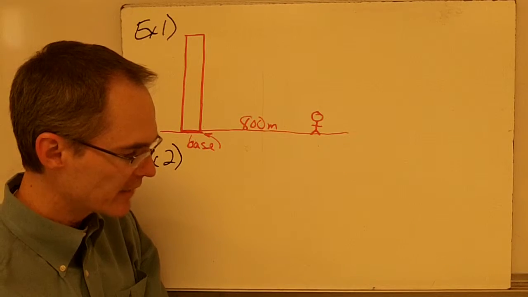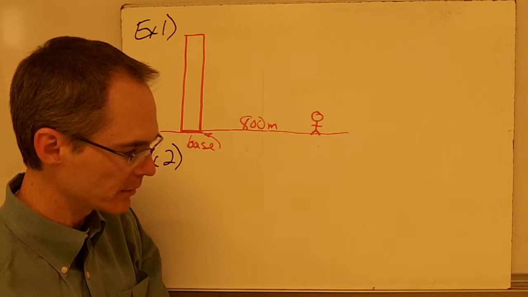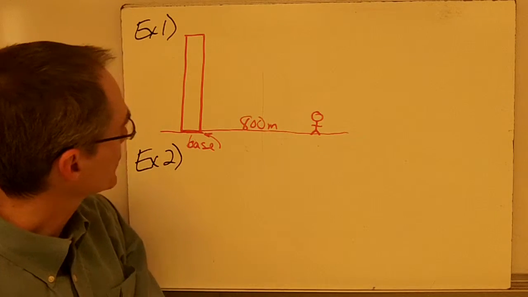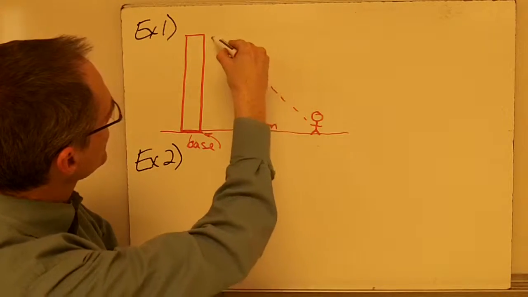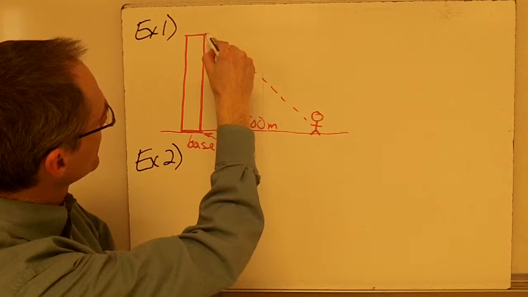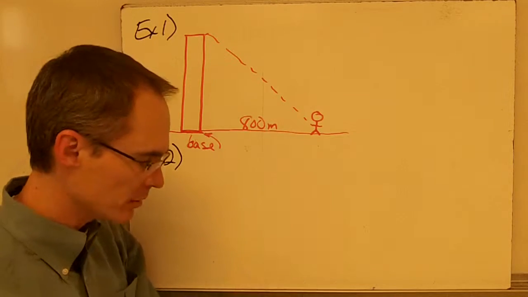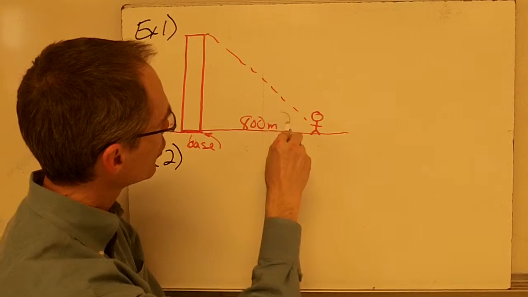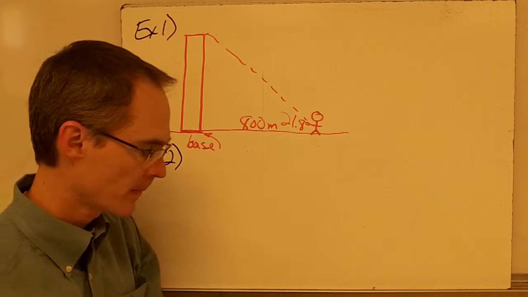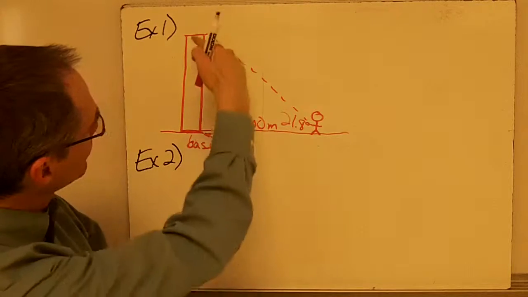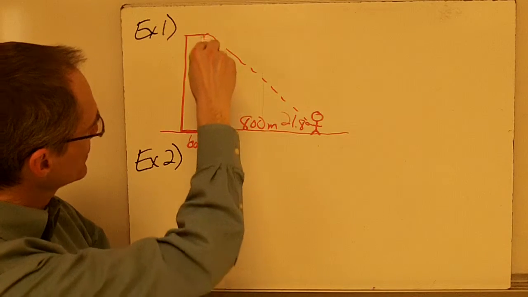The angle of elevation to look up to the top of the building is 21.8 degrees. So angle of elevation looking up at the top of the building. So my person down here is looking up to the top of the building. And this angle, the angle of elevation, is 21.8 degrees. How tall is the building? So I'm looking for the height of the building, which is this distance right here.